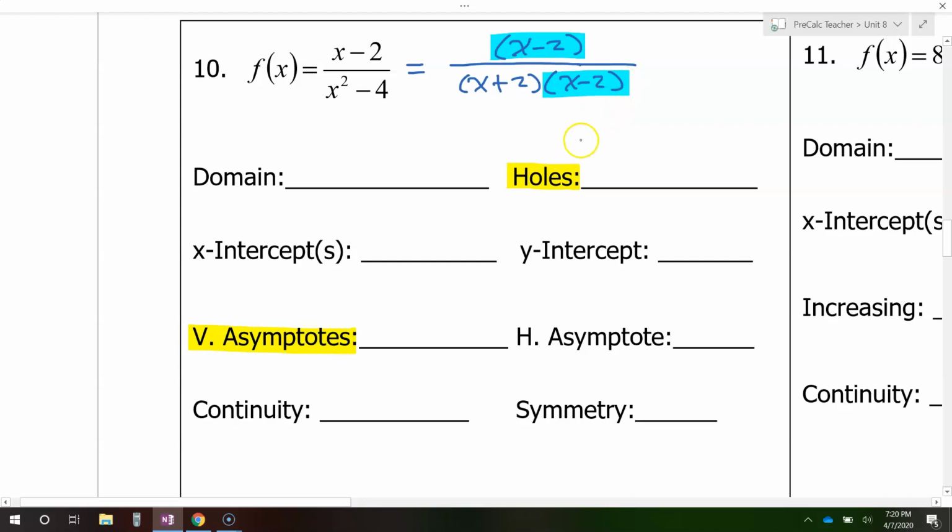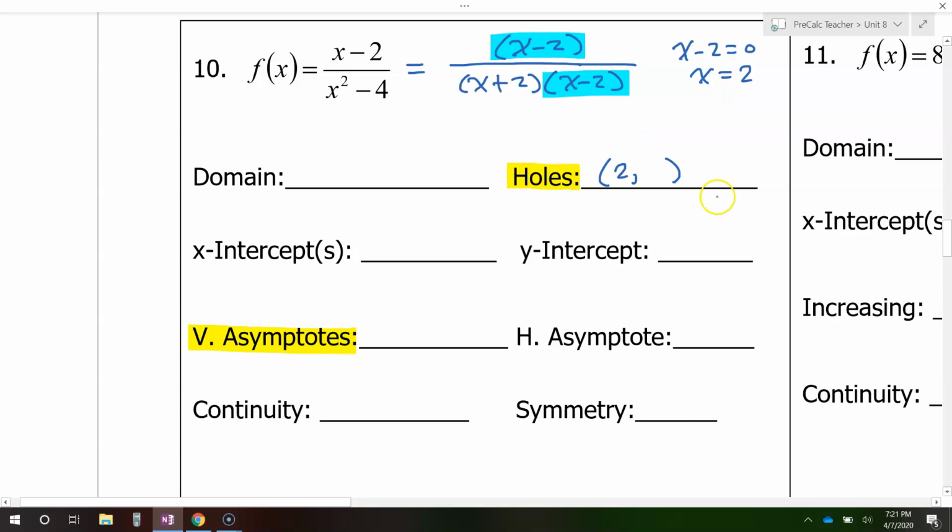Exactly where it is depends on setting either one of these equal to 0. If I set x minus 2 equal to 0 and solve, that will give me x equals 2. That tells me where my hole is. So there's a hole at 2 comma something. And of course I got the 2 from right there.